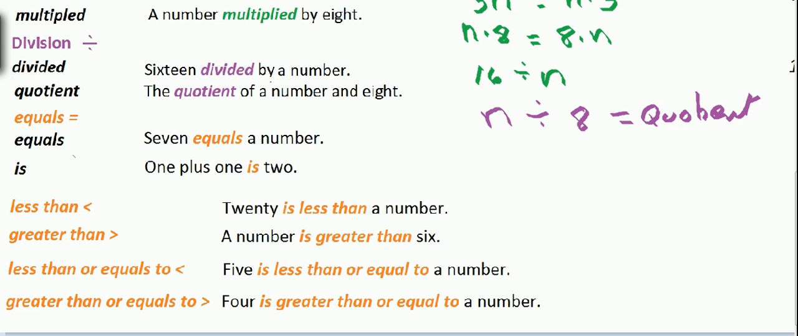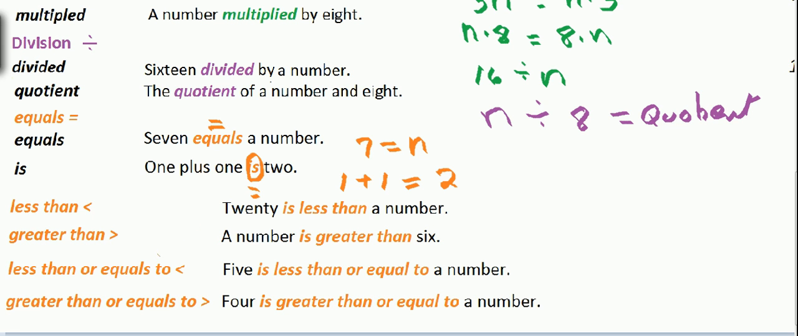Equals. You'll see in sentences equals, 7 equals a number, so we would have 7 equals some variable. 1 plus 1 is, that's the equal sign, 2. So when you see the word is, you're going to throw in an equal sign or equals. The word equals, you throw in an equal sign.